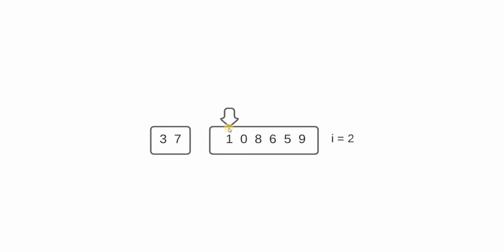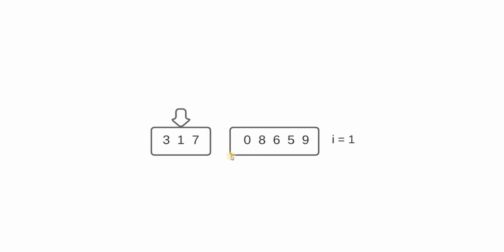Now we're going to compare 1 to the value before it. What is the value before it? 7. 7 is larger, so we're going to swap 7 and 1. And now we get this. We have 3, 1, and 7. We're now going to swap 1 and 3 over here, because 3 is larger. And we end up with the following situation: 1, 3, and 7.